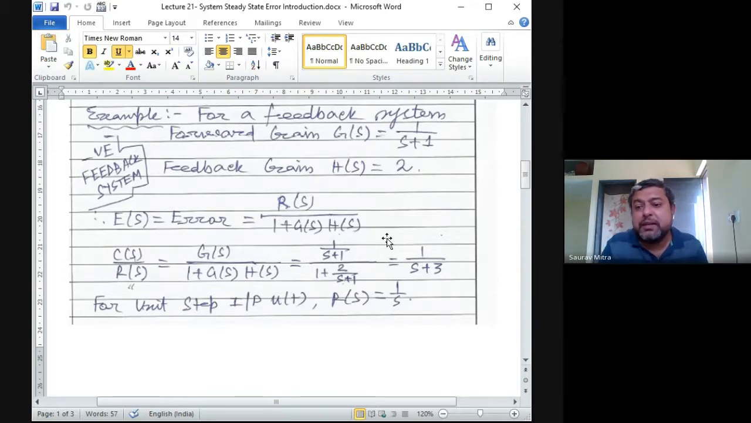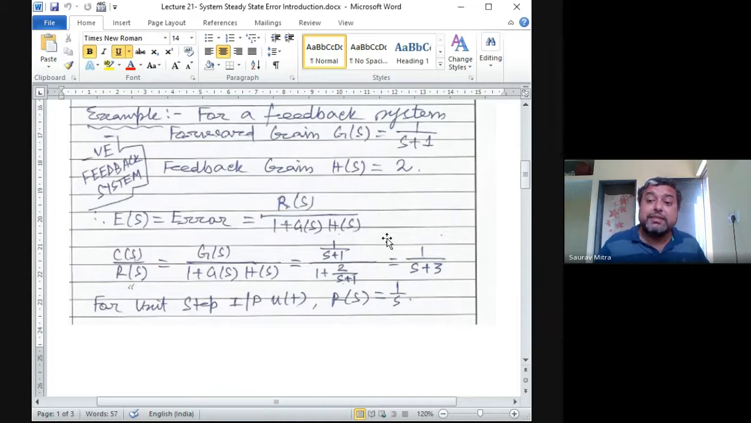What is the ramp signal? Ramp signal is t. What is the Laplace transform of t? 1 by s square, right? Yes, sir. If input is 1, Laplace is 1 by s. If input is t, that is ramp, the Laplace transform is 1 by s square. So this input can change. Don't say R(s) is equal to 1 by s. R(s) can be 2 by s if input is 2 of unit step. So R(s) is input. This we know.